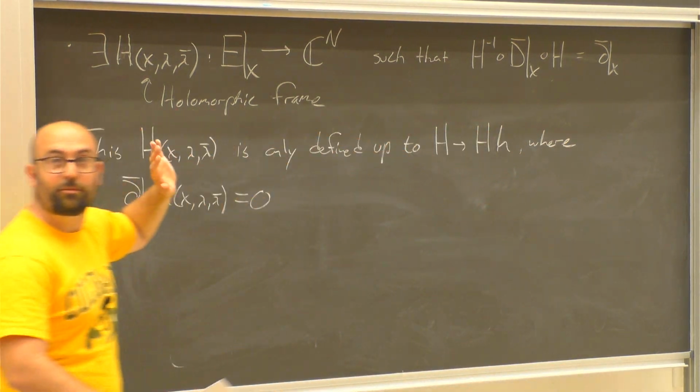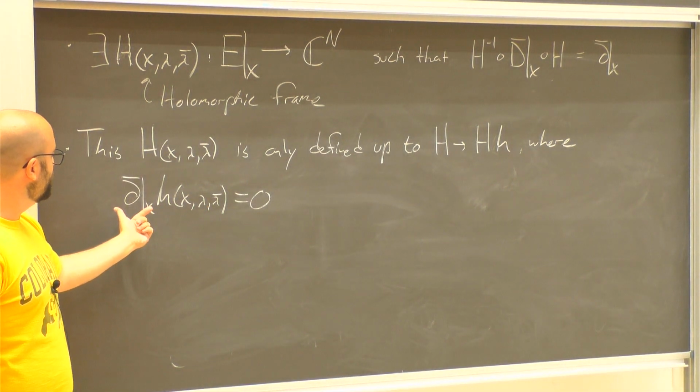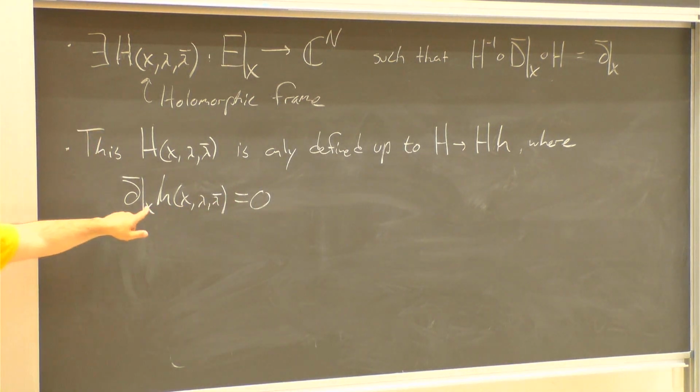So our choice of holomorphic frame is not unique. It's unique up to these little h's, which are globally holomorphic on the Riemann sphere. All right?